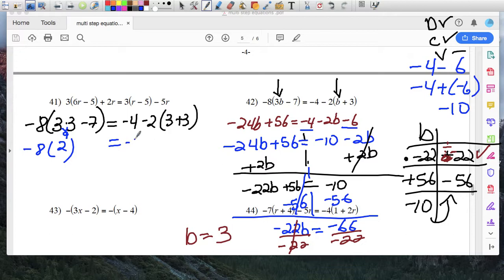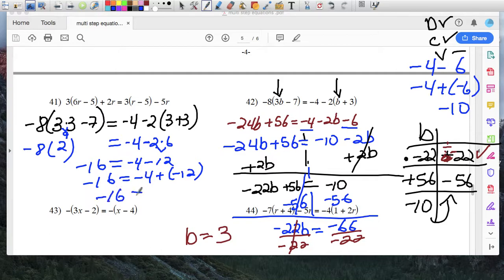On this side, negative 4 stays, just waiting. Negative 2 is going to wait a little bit. And then 3 plus 3 in the parentheses is 6. Negative 8 times 2 is negative 16. On this side, I have negative 4, which is not doing anything yet. So I have negative 2 times 6. Negative 2 times 6 is negative 12. Negative 16, and then again, if you want to rewrite this as an addition, this is what you would get, right? Change the subtraction to addition and do the additive inverse of 12, which is negative 12, and you can see that both sides do equal each other.